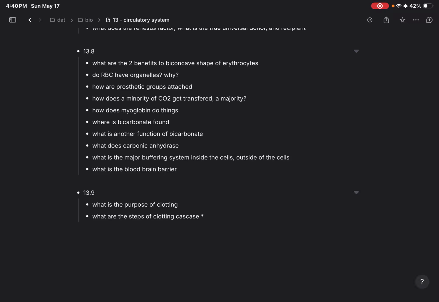Now that thrombin is going to cause fibrinogen to turn into fibrin, and the fibrin is fibrous proteins that will cause the blood to clot and hold everything together. So yeah, that's all. I'll see you later for chemical kinetics.